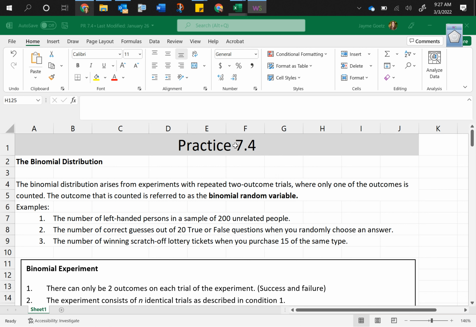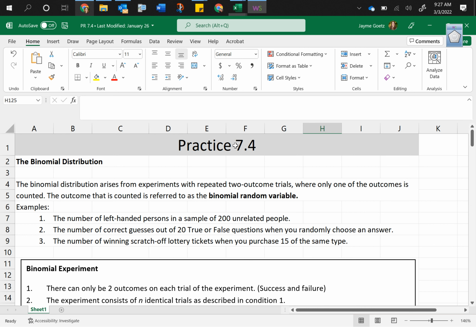Okay, today we're going to talk about the binomial distribution. The binomial distribution arises from experiments with repeated two-outcome trials. And people get a little confused when they think of two-outcome trials. They think of heads or tails. Yes, that could be it, but that's not it.